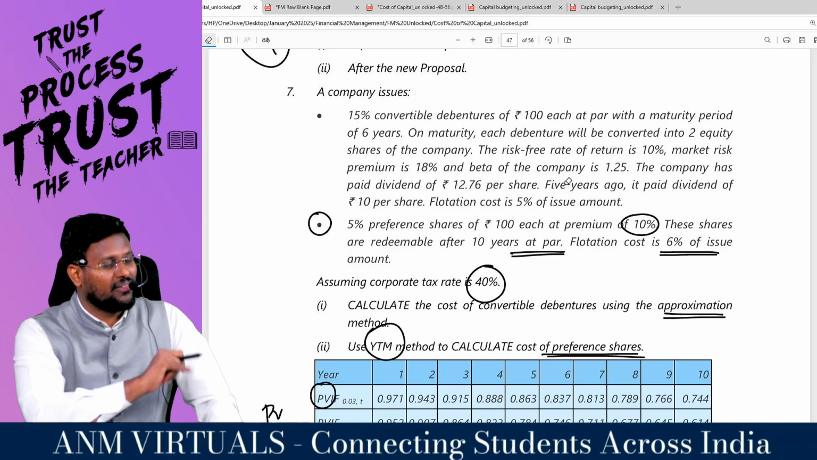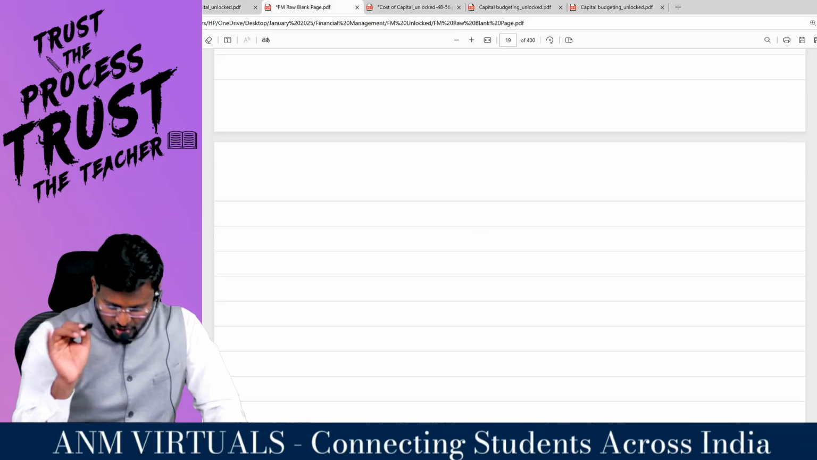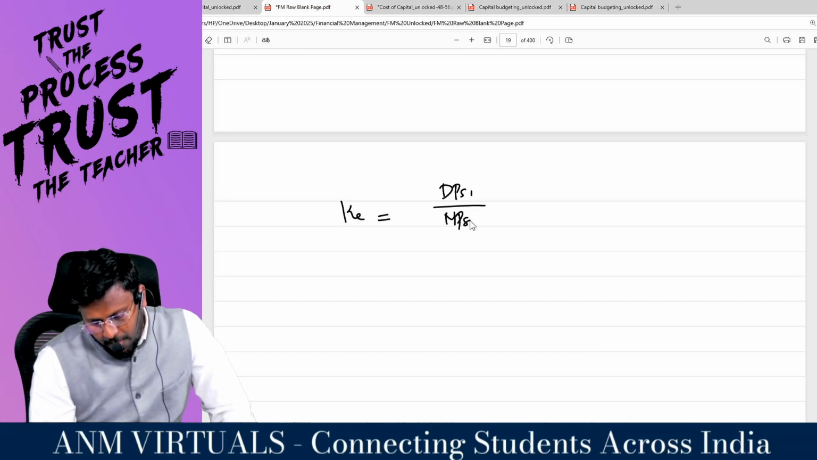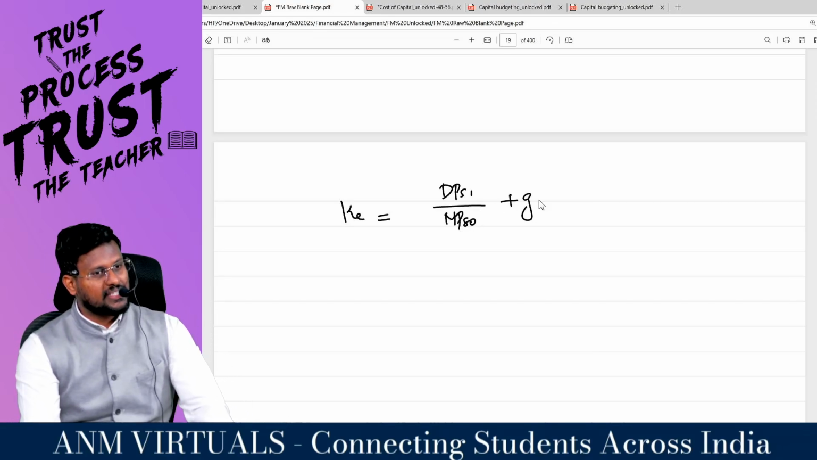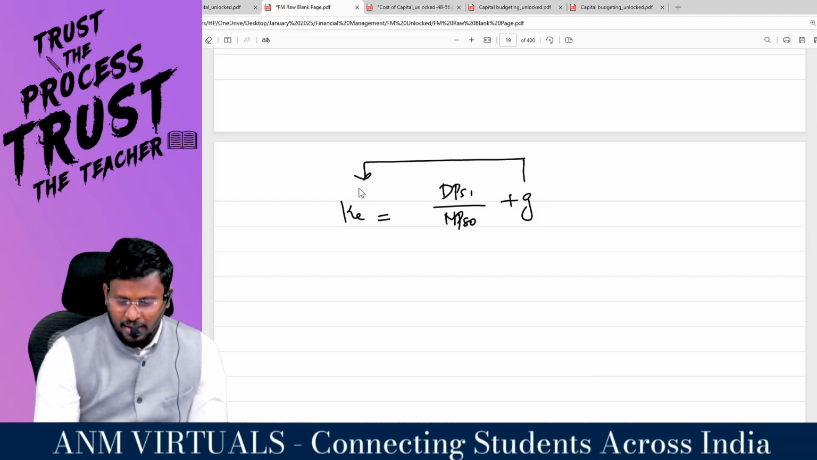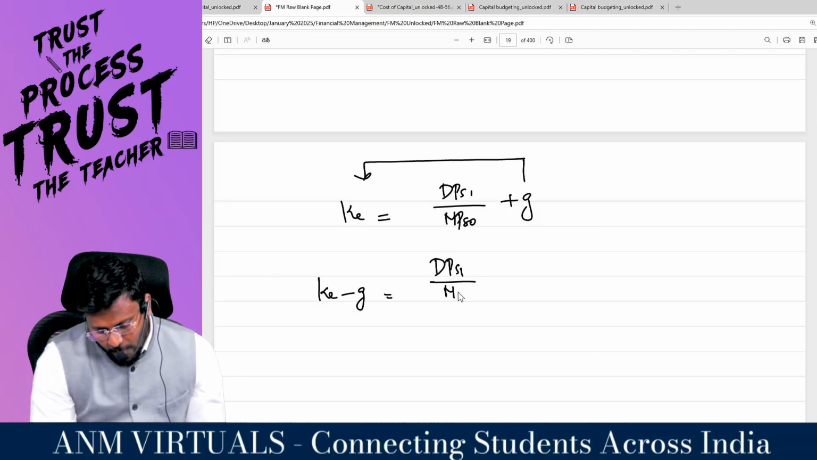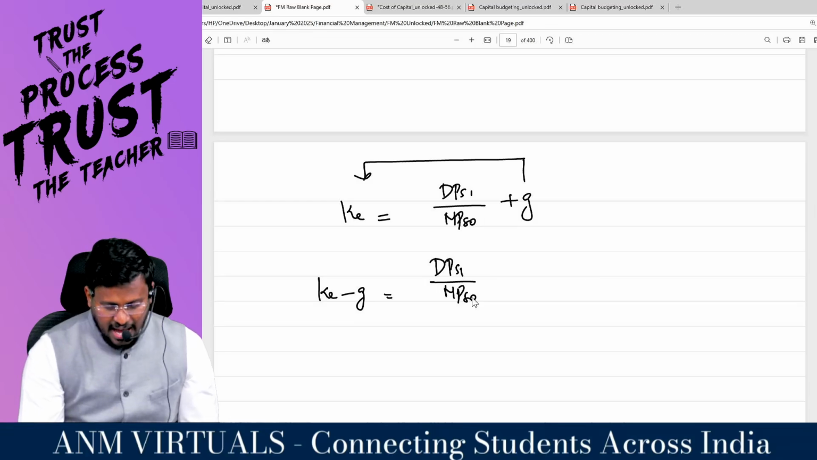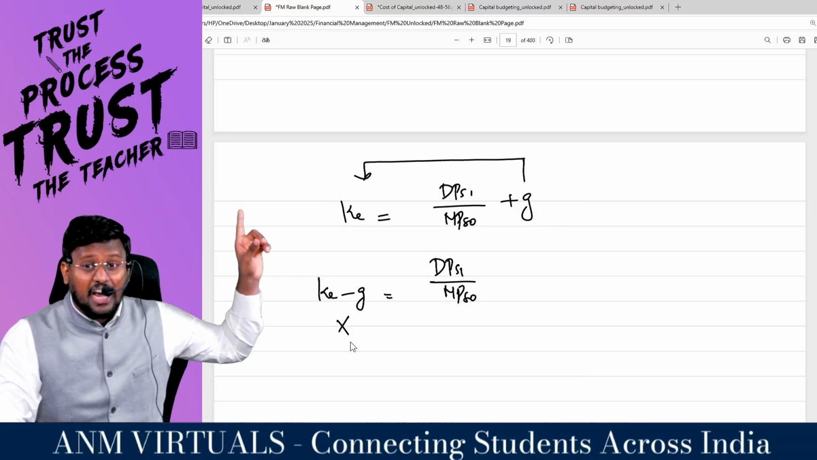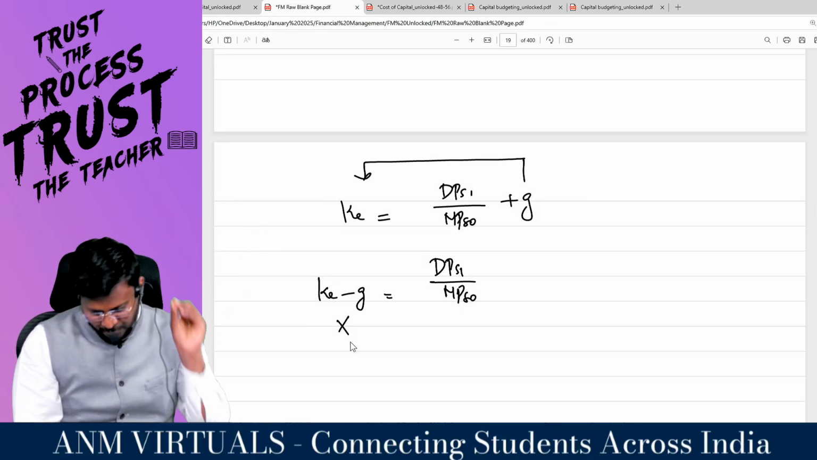Because redemption value is missing in the question. Redemption value is the value of the 2 equity shares. That means, just be with me, Ke = DPS1 / MPS0 + g. Right, sir? In our lifetime, first time, we are going to bring +g to the other side, which is Ke - g = DPS1 / MPS0. I don't want Ke - g, because Ke I already find out using Rf + beta (Rm - Rf). Just now I finalized g as how much percent?